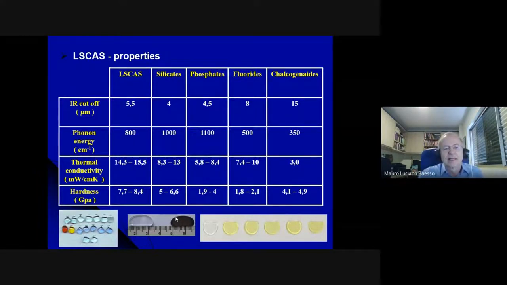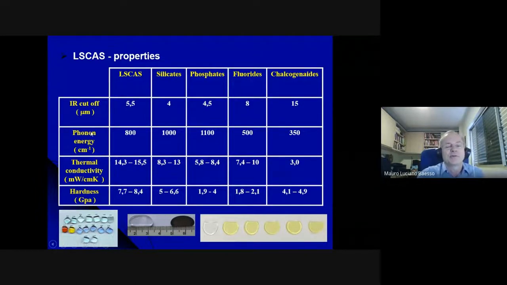An important aspect of the glass: you can compare, for example, the cutoff in the infrared. When you compare this glass, you should compare with silicates and phosphates, because fluorides and chalcogenides have some really good properties for optical applications, but they are not so adequate for a hostile environment. Let's compare here. The cutoff in the infrared: we have 5.5, silicates 4, and phosphates 4.5. Fluorides 8, and chalcogenides 15 micrometers, the cutoff where the glass stops transmitting.